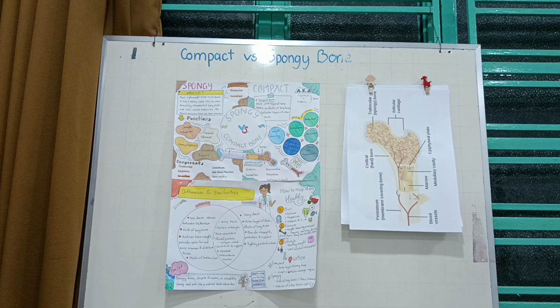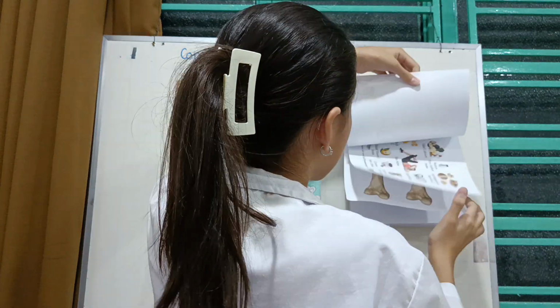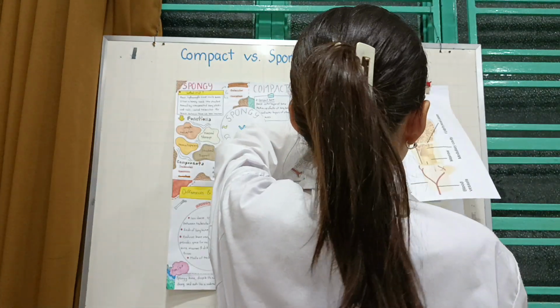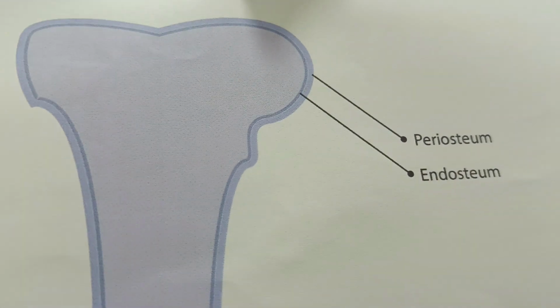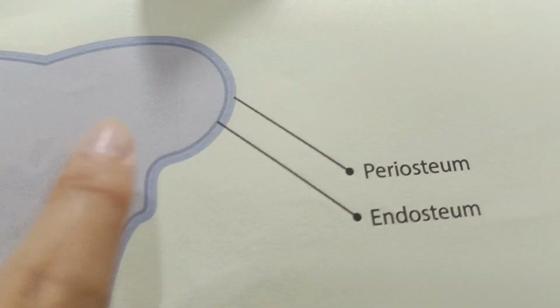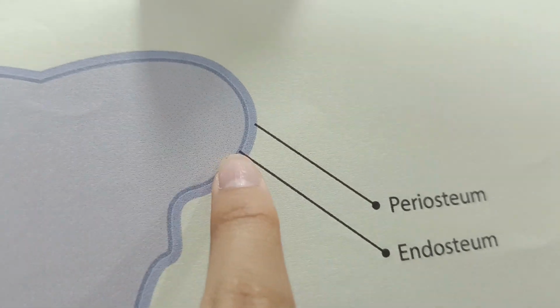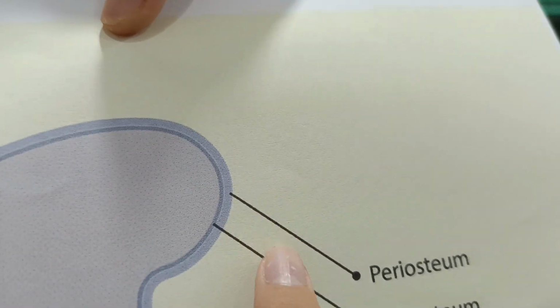Next is the endosteum. The endosteum is different from the periosteum, which you have heard of. The periosteum is the outside layer, but the endosteum is the inside layer. They are both layers, but the location is different from each other.